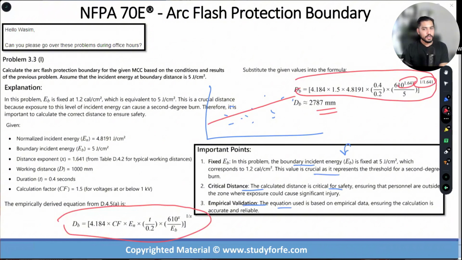Okay. Now, looking back at these three problems, I think there's a pattern. What is my recommendation? Number one, you need to go through these practice problems yourself, guys. Okay.